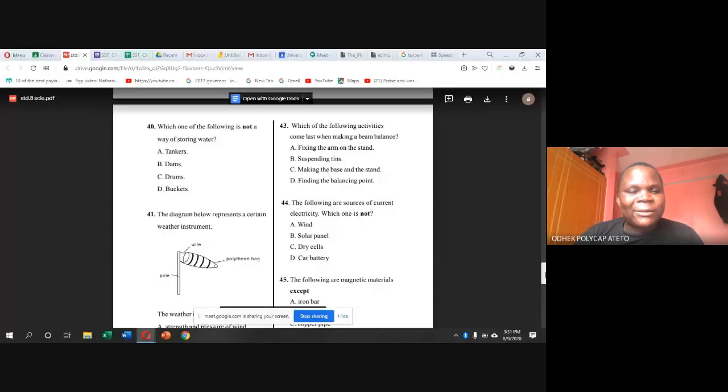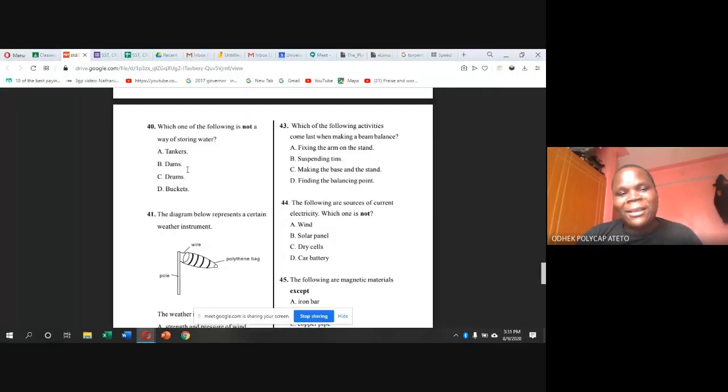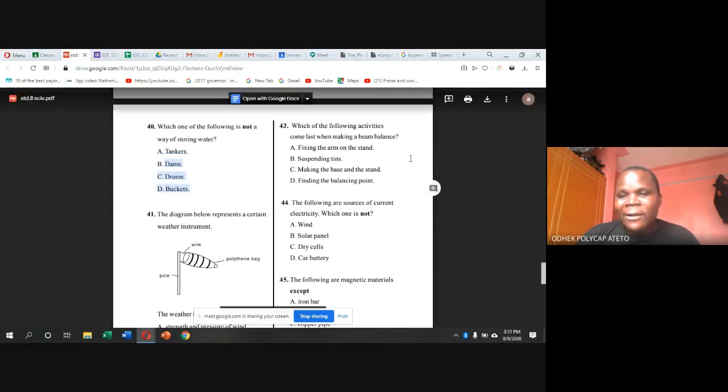Which of the following is not a way of storing water? That's very easy. Now we have tankers. Tankers are transporting water. They are not storing. That's the problem with people in Nairobi: they think that those tankers are storing water. No, they are just transporting. So storing water are those dams and buckets. Next.